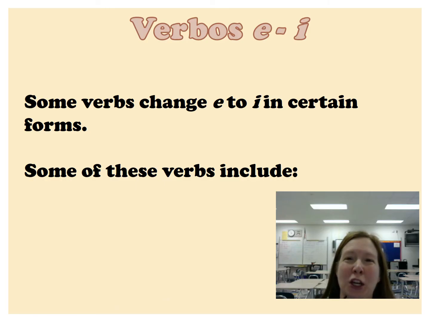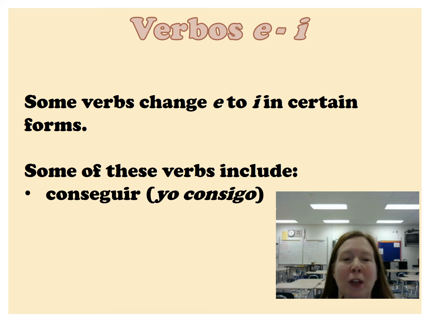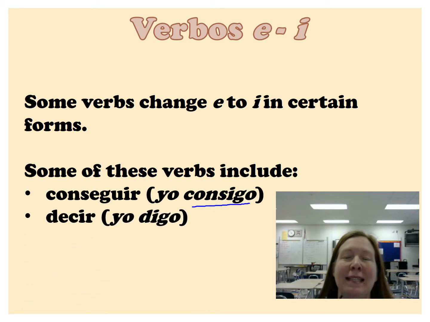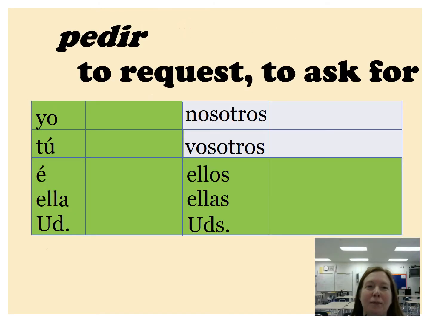Another type of stem changing verb is verbs that change from E to I. Some examples of these verbs include conseguir, which has an irregular yo form of consigo, decir, which also has an irregular yo form of digo, pedir, and those are the only three that we have in this unit. The example that we're using is pedir, to request or ask for.